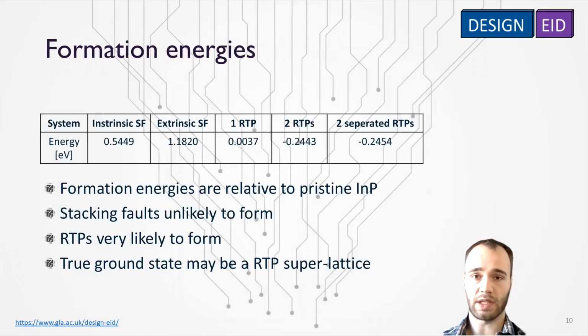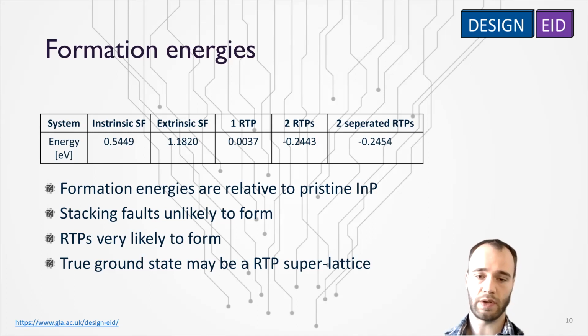The final investigation we did is a calculation of the formation energies compared to the pristine indium phosphide. And luckily here we found that both SF have a huge formation energy of 1/2 or 1 eV, which means they'll never really form. The RTP, on the other hand, have a very small formation energy, which means small thermal fluctuations can cause it to form. And we even found that the two systems with 2 RTPs have a negative formation energy, suggesting that the true ground state of indium phosphide could be a twinning superlattice. We would need more investigation into this to say anything conclusive about that though.